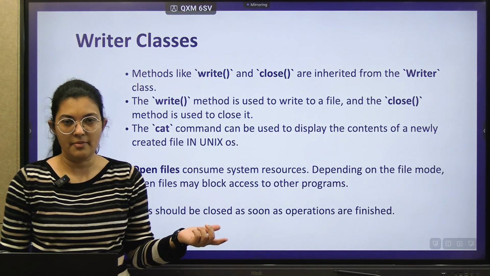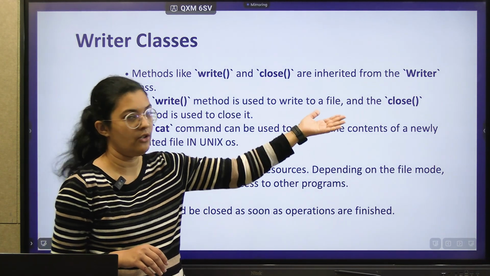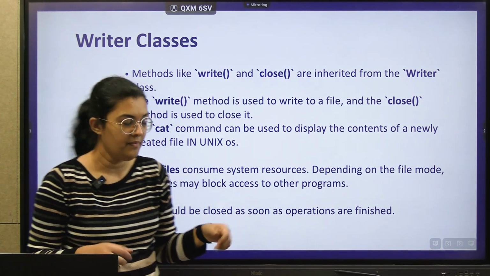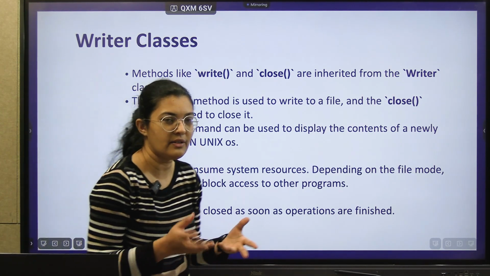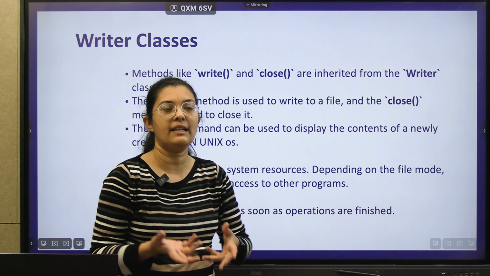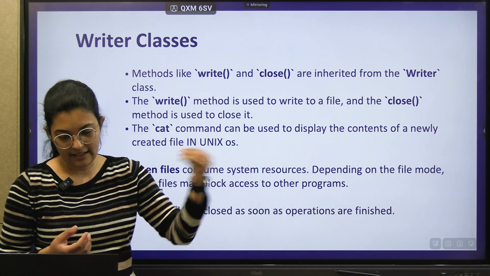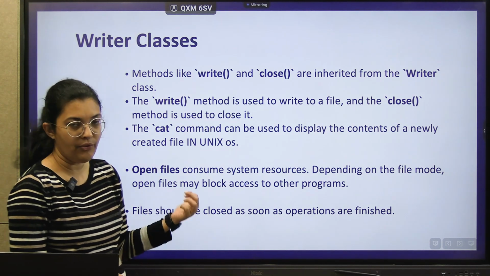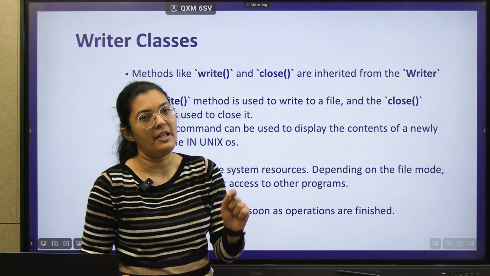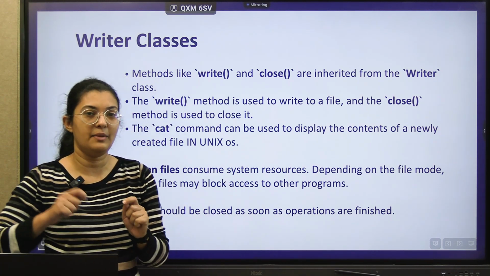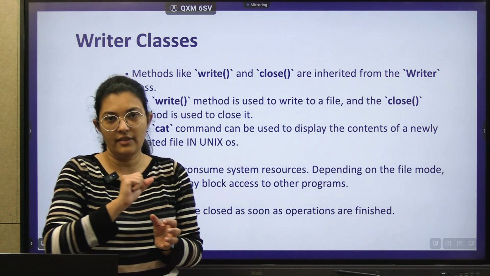Now, the write method and close method. The write method is used to write the data, and the close method is used to close the file. In Unix, if you want to see the file, then the cat command is used. In Windows, you can directly double click and open the file and view the content, and it is human readable because it's written in a simple ASCII character format. So you have to open the file, after opening the file we perform the operation, and after performing the operation, make sure that your file is closed. Otherwise, your resources remain allocated on the server.